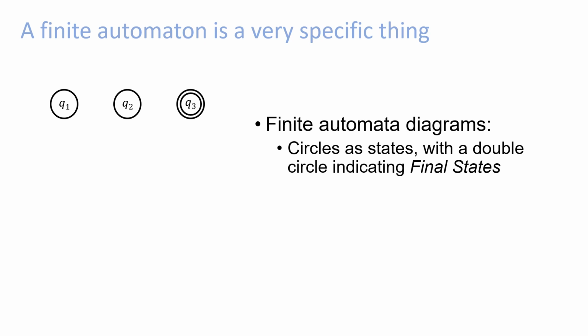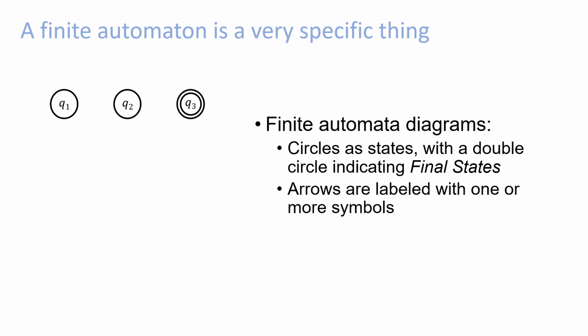Now that you have those states, you are going to draw arrows. Arrows are going to be labeled with one or more symbols. So here I have these arrows that are labeled 0 and 1. Specifically, I have a 0 that Q1 has pointing into itself, then 1 that points from Q1 to Q2, 0 which points from Q2 back to Q1, then Q2 to Q3 with 1, and Q3 has 0, 1 that loops back in on itself.